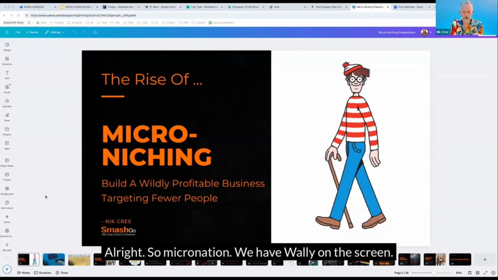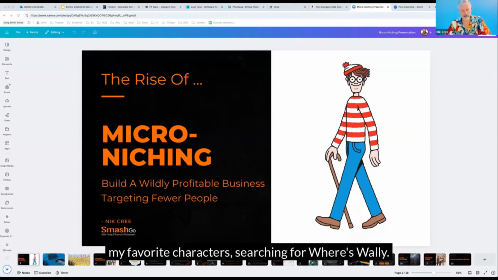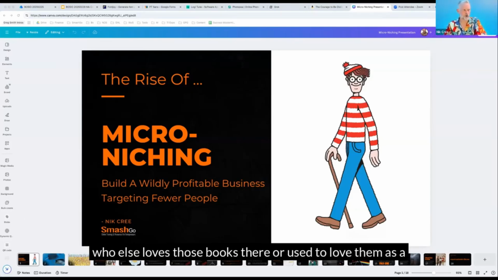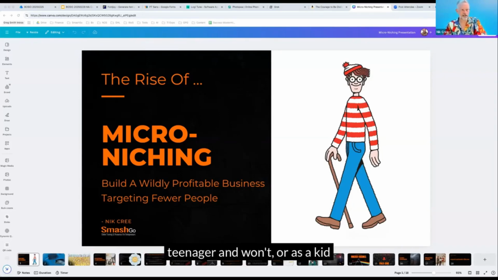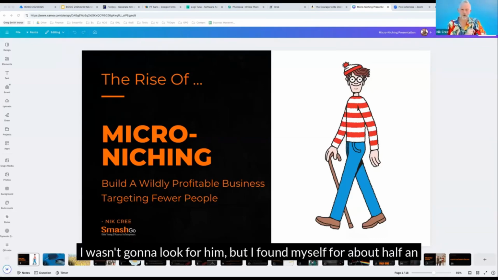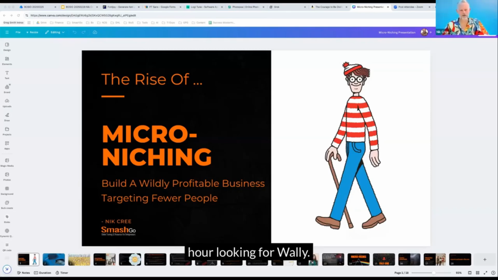All right, so micro-niching. We have Wally on the screen. And this is one of my favorite characters, searching for where's Wally. Who else loves those books there or used to love them as a teenager or as a kid and won't admit to that right now? I have to say this afternoon, I found a where's Wally picture. I wasn't going to look for him, but I found myself for about half an hour looking for Wally. So I'll show you that in a minute.